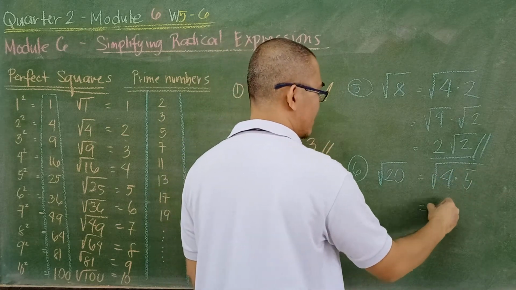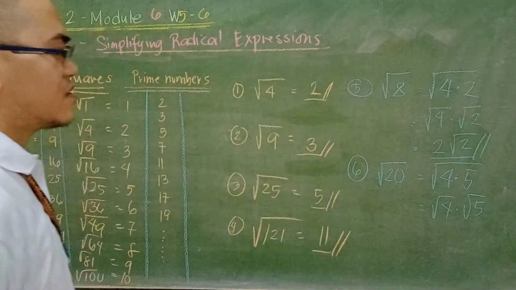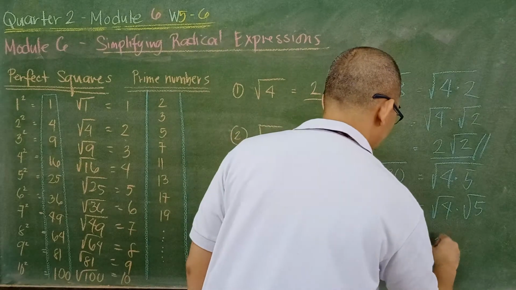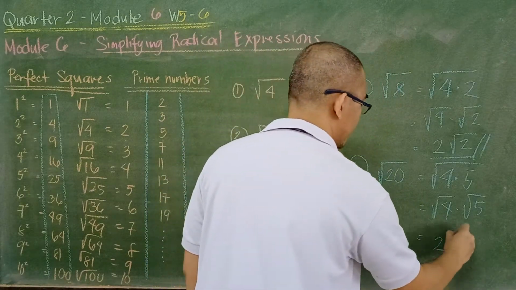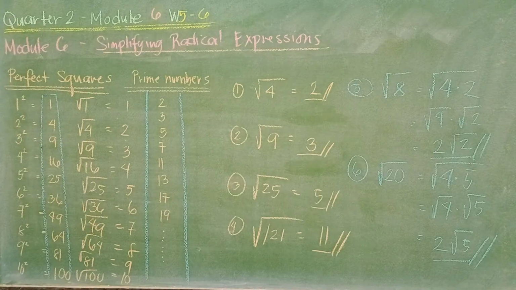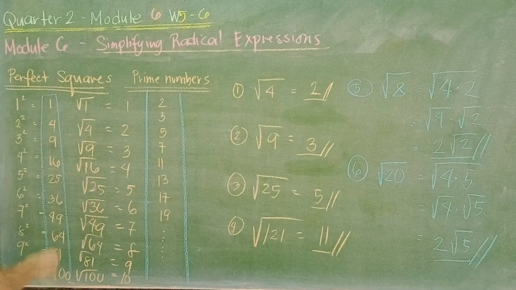Then paghiwalayin mo lang. Next is, kukunin mo ngayon yung square root ng 4, which is 2. And then you'll just copy yung prime number. And then yun ang final answer. So, sa mga square root, kumukuha ka lang ng pares dito sa prime numbers at saka dito sa mga perfect square. Kung cube root, hahanap ka doon sa perfect cubes.